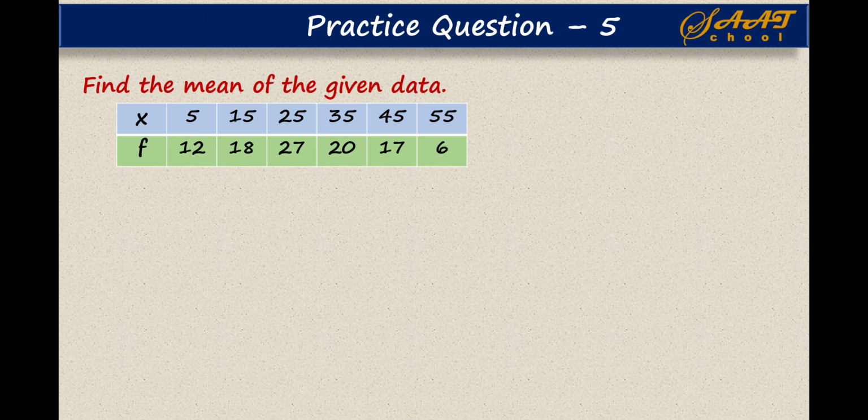So I want you to try this question. The step here is to find fx and find the sum of fx. X is given, you have f, and we need one more column for fx. So you find fx by multiplying f and x, and eventually you get the sum of fx. And then we use the relation of mean with sum of fx divided by n. Here n means sum of f. So try this question and find the answer.